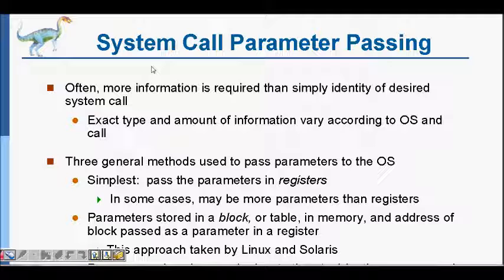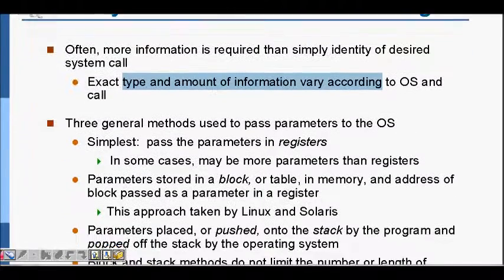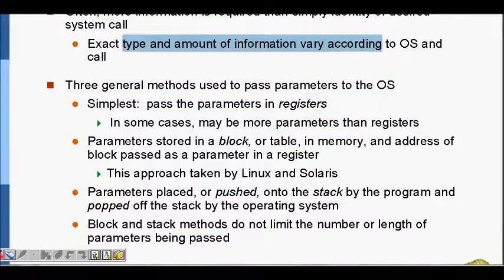Now again, any function you take, you pass parameters in your system call. The exact type and amount of information vary according to your OS. So how do you pass parameters? Like we said, write: which output device you want to write to and so on. These are the things you have to pass as parameters. The simplest way to pass parameters is that in the CPU you have registers. So you pass these parameters into the registers.